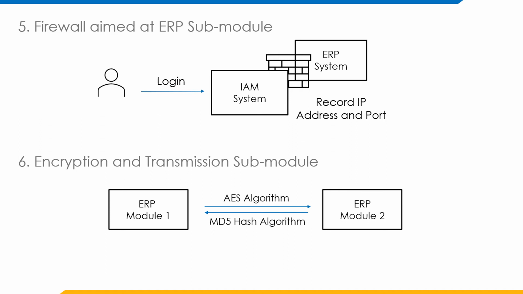The next submodule is about encryption and transmission. Before sending any message to the network, the encryption module will be called to perform the encryption of that particular information that is to be transmitted. For this, various algorithms can be used, such as MD5 or the AES encryption algorithm, and by this operation, the confidentiality and integrity of the information can be managed.